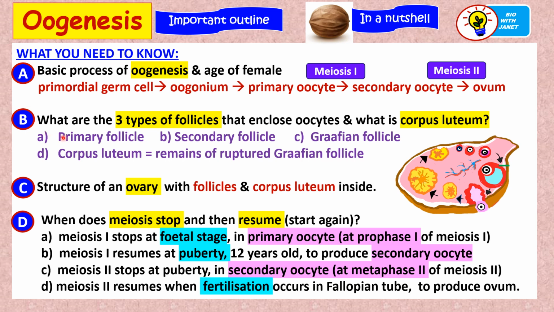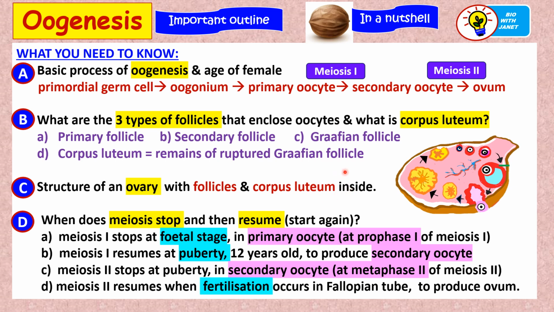Now, secondly, we are going to find out what are the 3 types of follicles inside the ovary which enclose the oocytes, and what is the corpus luteum. So here we can see the primary follicle. This is the first type of follicle. A, primary follicle, B, secondary follicle, and C, Graafian follicle. Follicle is just an egg bag or egg sac that contains the oocyte. The oocyte here, cyte means cell, it's the cell, the female gamete.